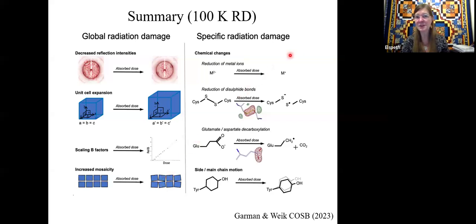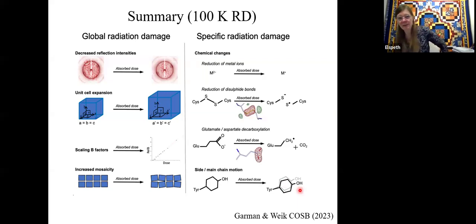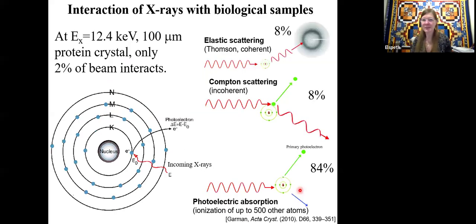Then in specific radiation damage in real space, we see chemical changes in reduction of metal ions, the disulfide bonds, the glutamate aspartate decarboxylation. And we did think that we saw the OHs come off from tyrosines, because we always saw difference density around this OH here. But in fact, we did a special study of all the cases in the Protein Data Bank and showed that this is the whole tyrosine moving, because radiation chemists tell us this is impossible for this to come off. It's energetically not possible. And so that's been debunked now as one of the phenomena that OH comes off.